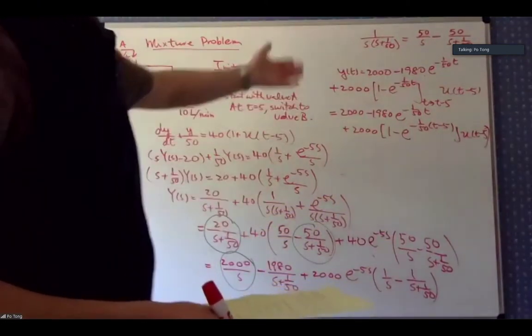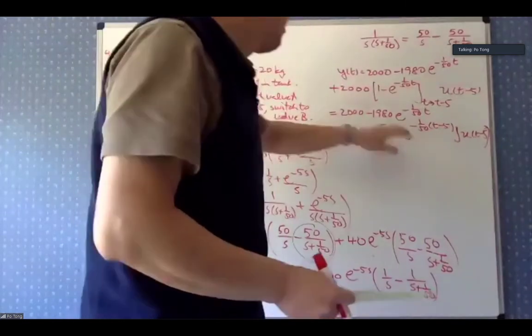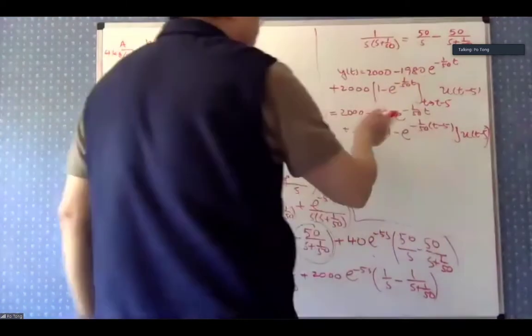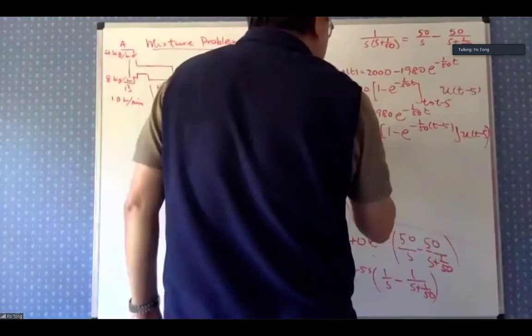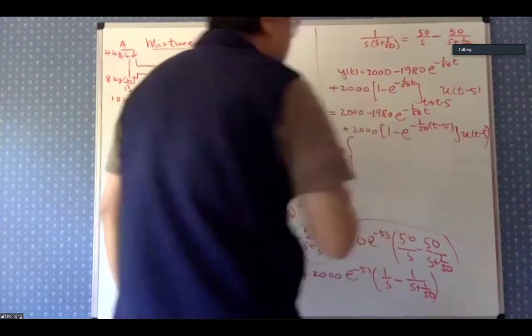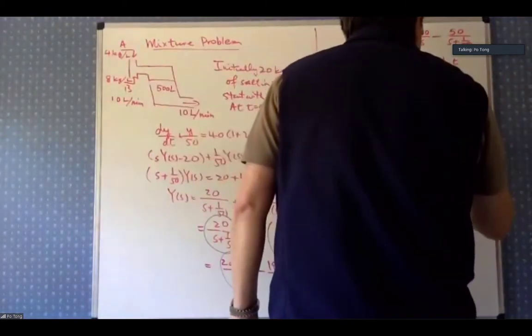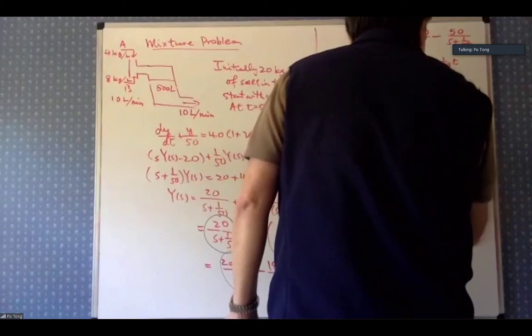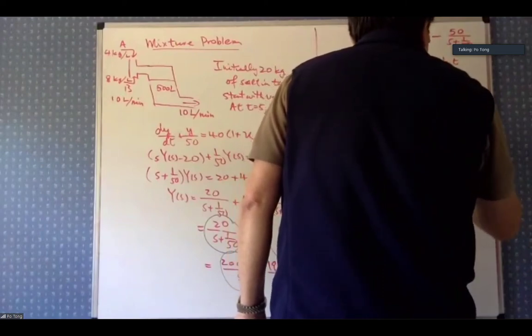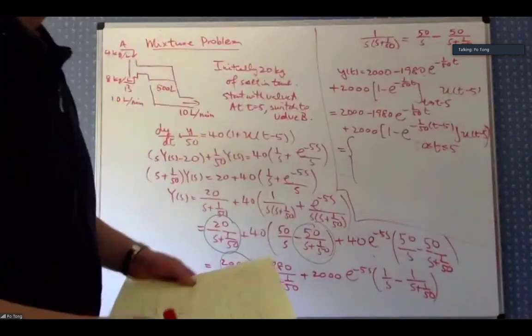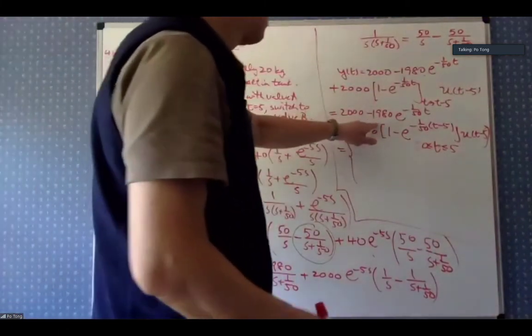So basically, this can be written in two parts if you want to. If you really want to, you can write this as a piecewise function. Two parts. The first part is when t is between 0 and 5. Between 0 and 5, what do we have? We just have this first part.